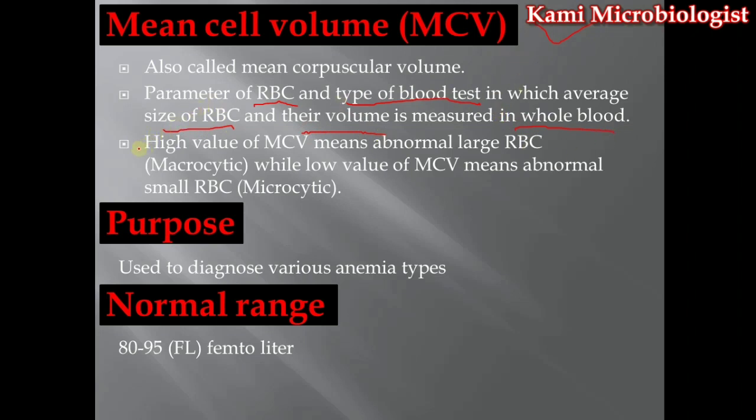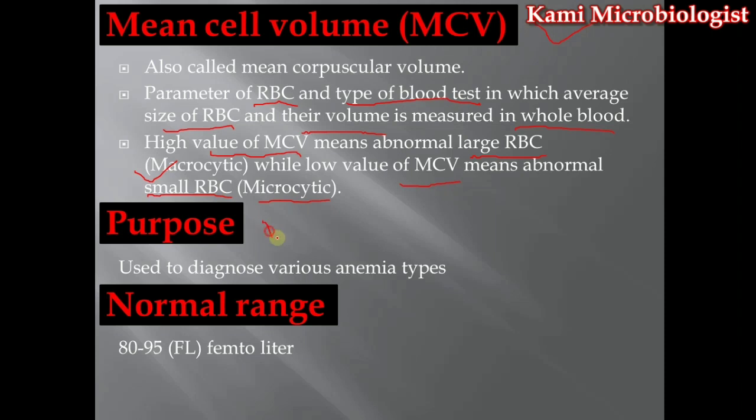Then remember guys, if there is a high value of MCV in the blood, it means that RBC size is larger and we call that macrocytic RBC. And if there is a low value of MCV, it means that RBC size is smaller than normal and it is called microcytic RBC. Now there are some purposes due to which we perform this test.